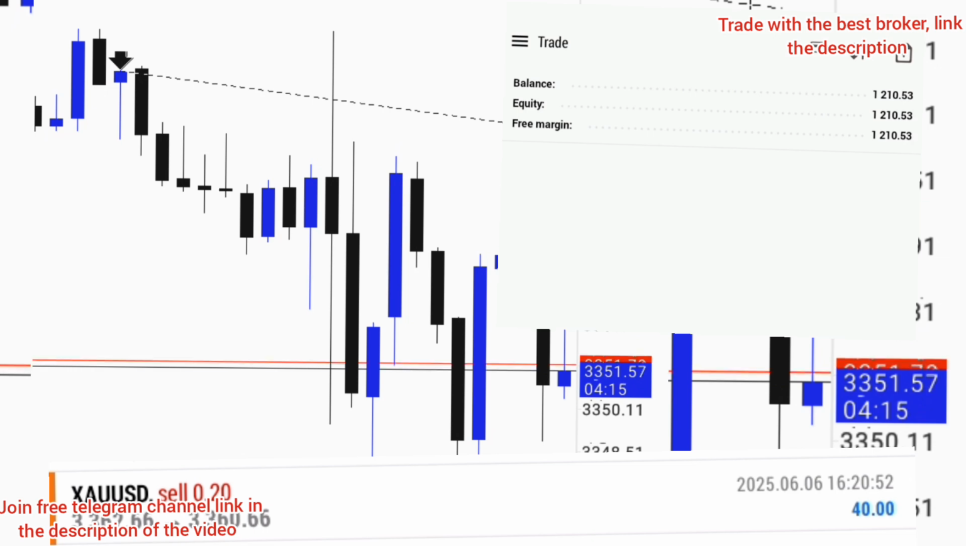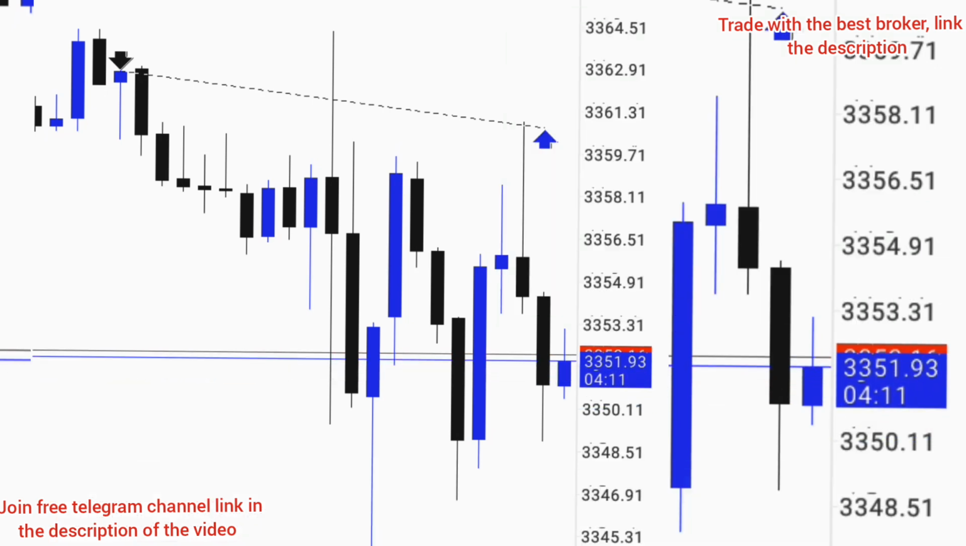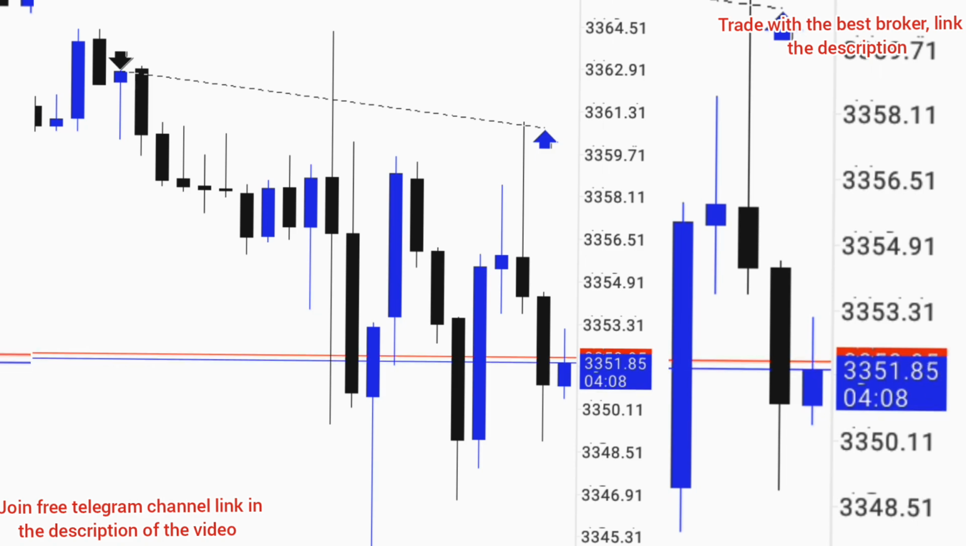So guys, we were stopped out at break even with $40. That's not even a break even, that's $40 profit. Yeah, let's go for analysis.